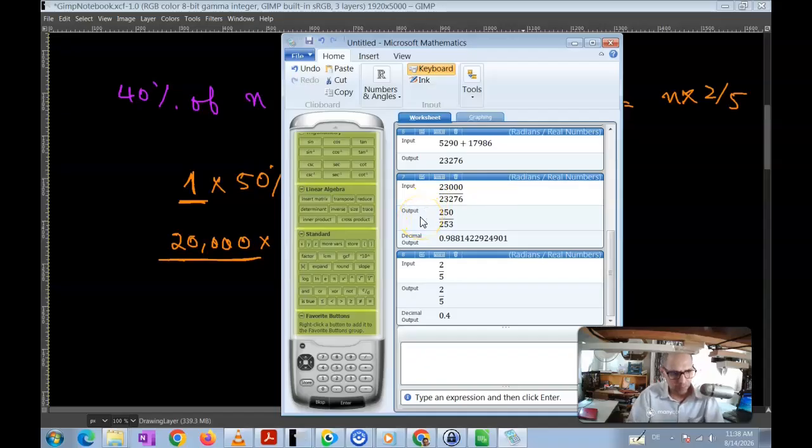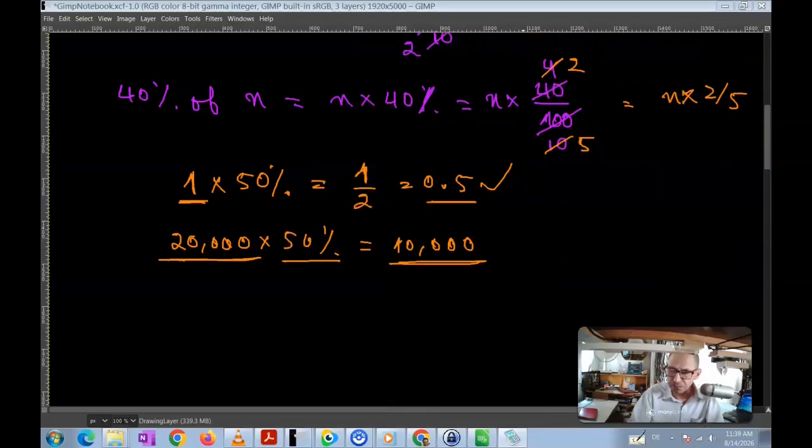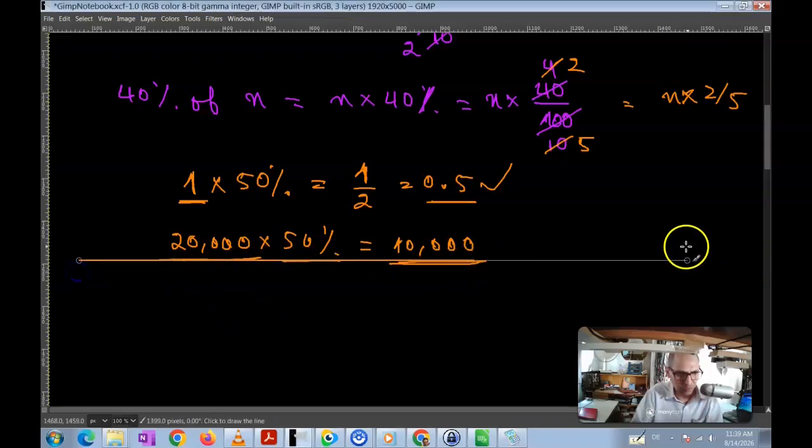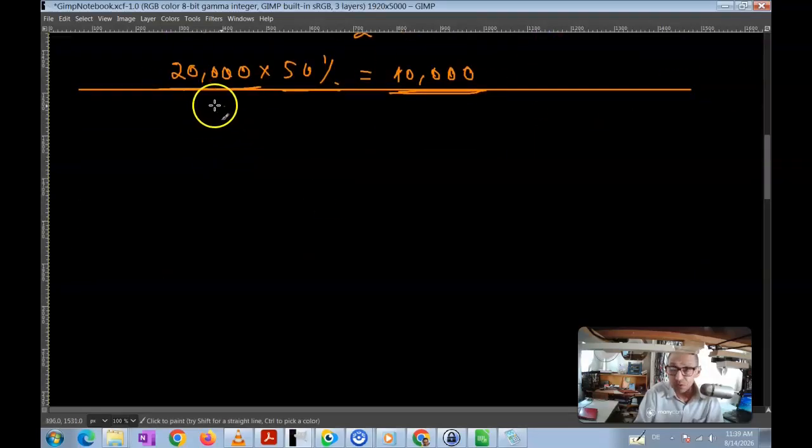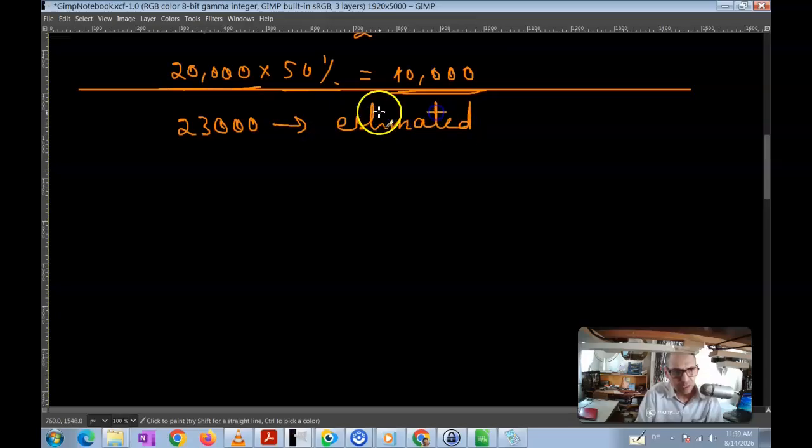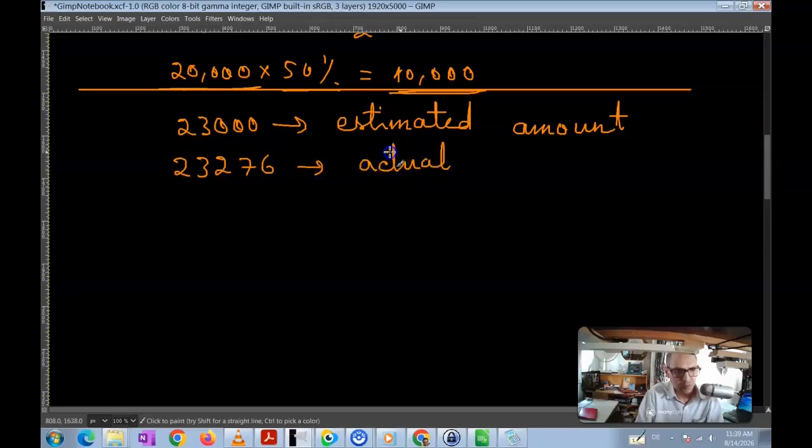Now if I want to know what percentage of, so let me show you this way. We have the two numbers: 23,000 over here, which is the estimated amount from our calculation, and 23,276 is the actual amount, right?